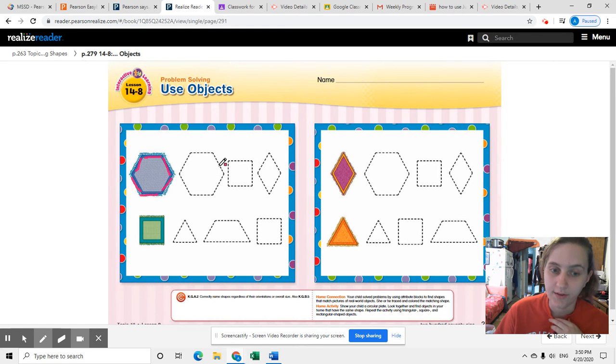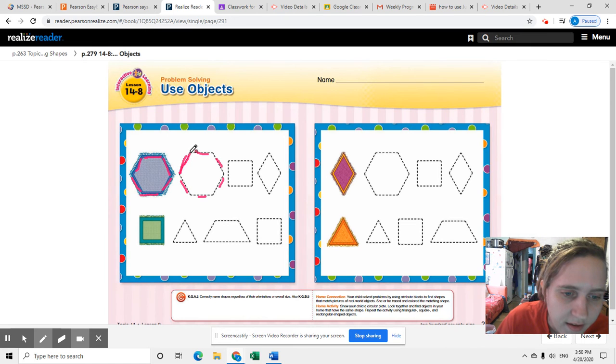That's also a hexagon. So I can count 1, 2, 3, 4, 5, 6. Does that have 6 sides? Yes, it does. So now I can trace it a little bit better now that I know that this is also a hexagon because it has 6 sides and it also has 6 corners. If I had checked this one, would this shape match this? No, this is a square. It only has 1, 2, 3, 4 sides.